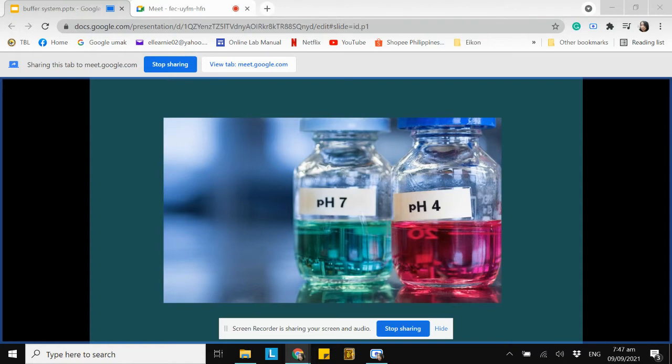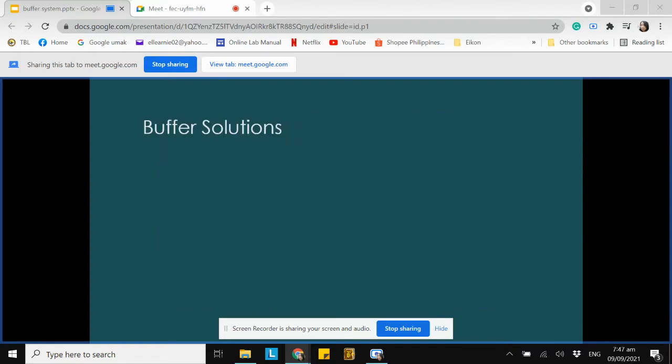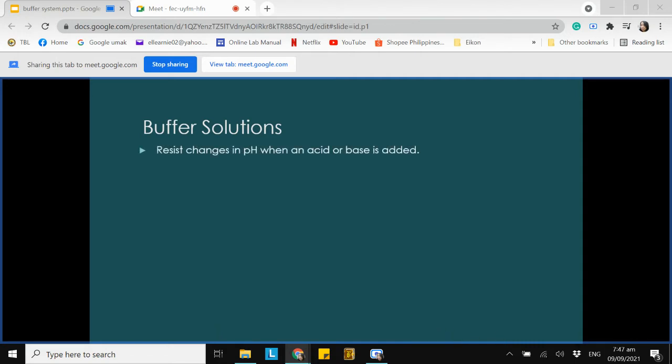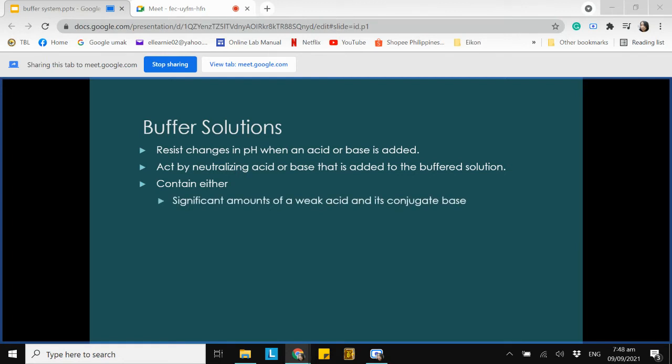Okay. So the buffer system, as I mentioned on the video by Professor Dave, is a chemical or a solution that is able to resist pH changes when a small amount of acid is added. At the same time, it also acts as a neutralizing agent when you add either a strong acid or base into the solution. It contains either significant amounts of weak acid and its conjugate base, or significant amounts of weak base and its conjugate acid.